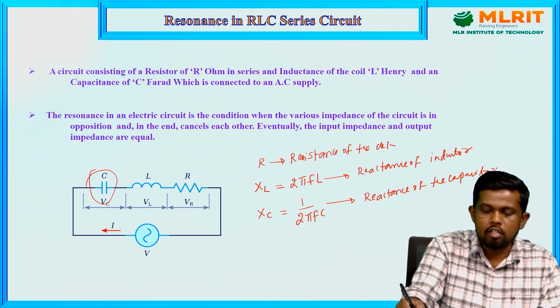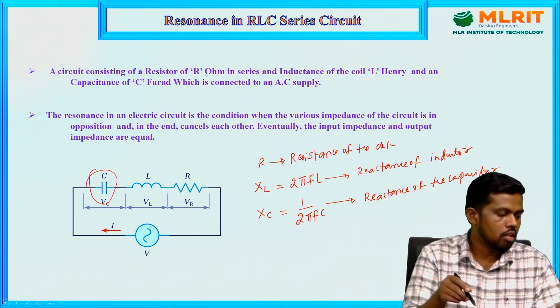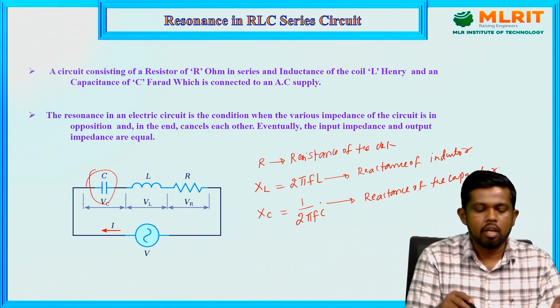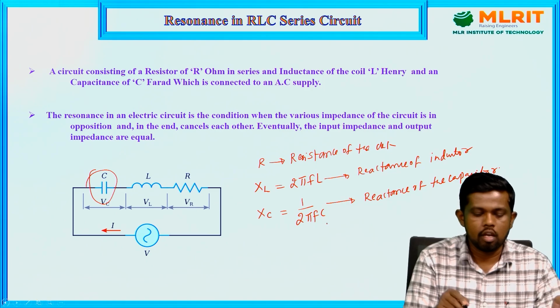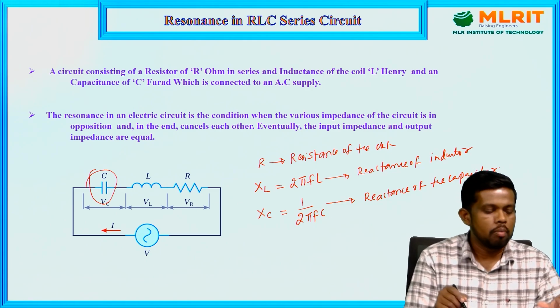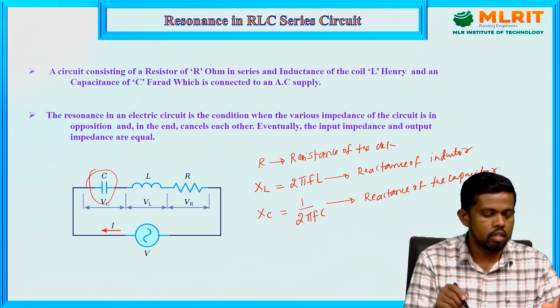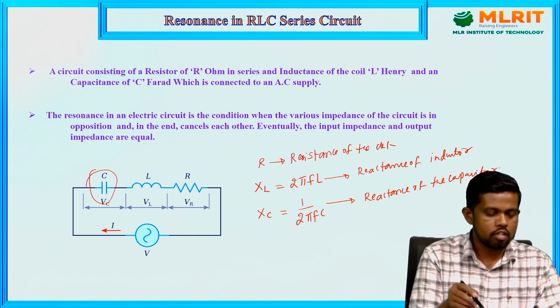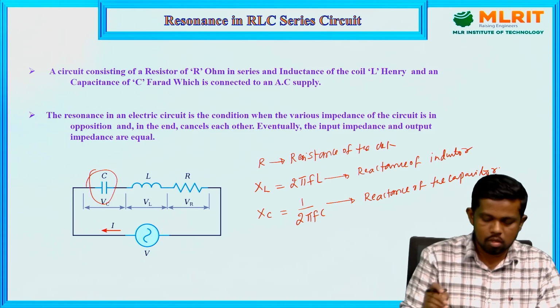It is the reactance of the capacitor. R means the resistance of the circuit, XL means the reactance of the inductor, and XC is the reactance of the capacitor. Under the resonance condition, the RLC series circuit is said to be in resonance. The net reactance should become 0. At that resonance condition, we need to find out the total impedance of the network.